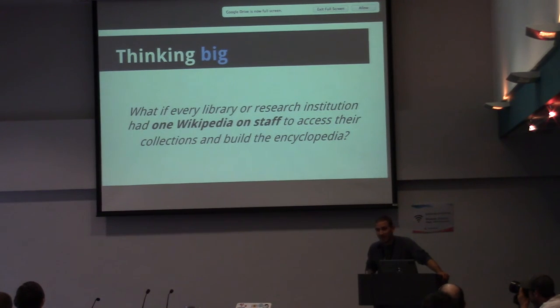So my big question here is, what would it mean if every university library, every academic institution had a Wikipedia visiting scholar on their staff, getting free access and working to write articles about the content that those institutions have, and also that those institutions pay a lot of money to have, and very often are underused. University libraries also have an interest in making sure that their content is exposed and discoverable to the public.